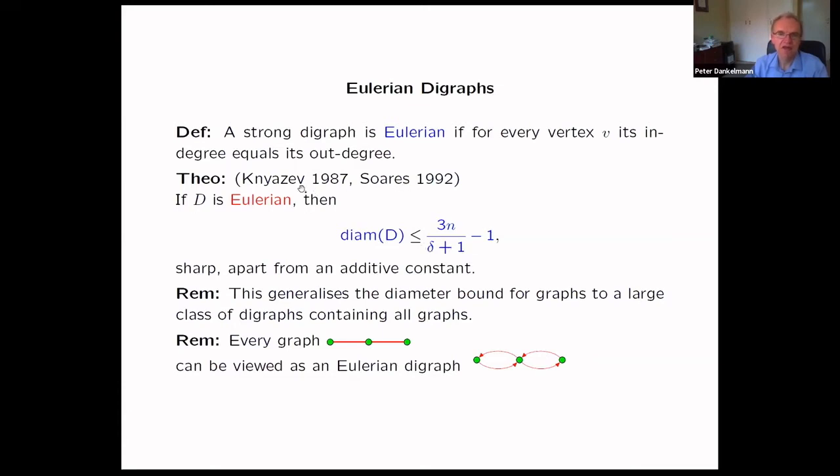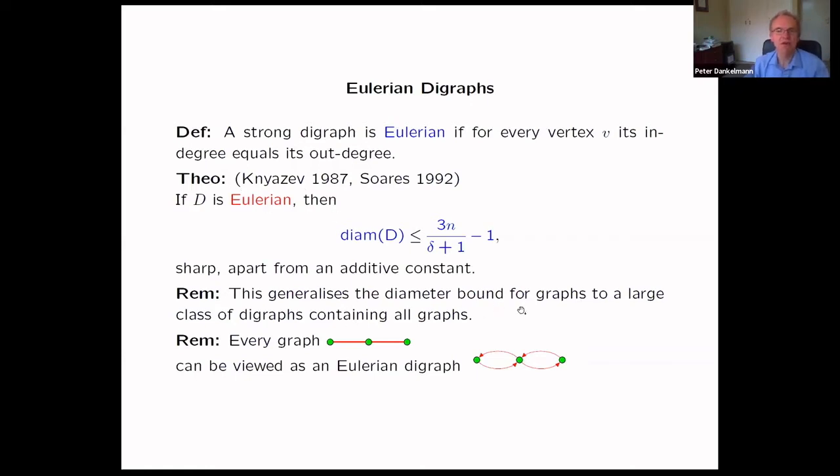And to be fair, I need to mention that Kniazev found this result in 1987 too. He unfortunately published it in a Russian journal, which for many years were not easily accessible. And he used a very funny name for Eulerian digraphs. He called them semi-symmetric digraphs, which didn't make it easy to find that paper. In fact, I stumbled across it only when I was looking for something altogether different.